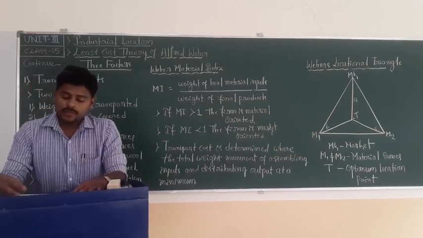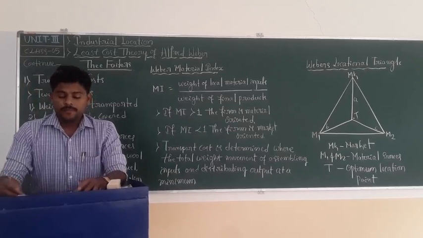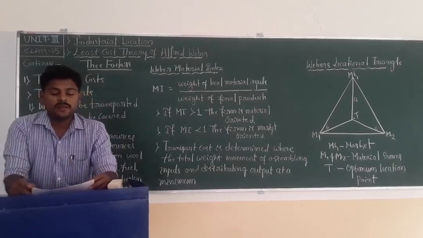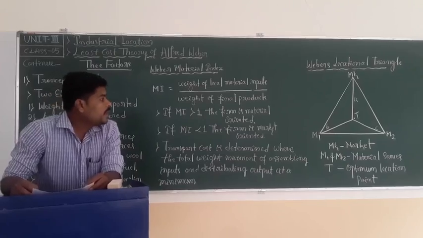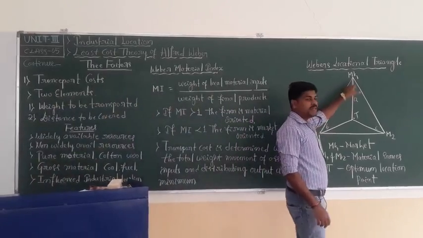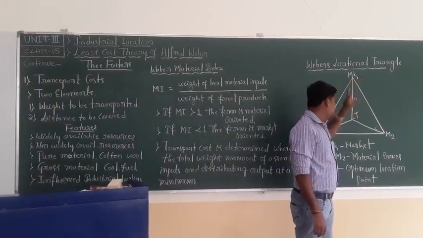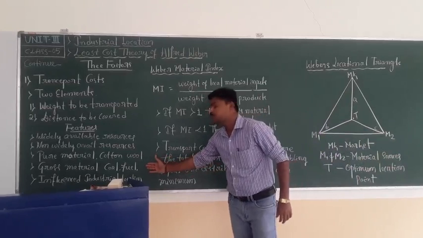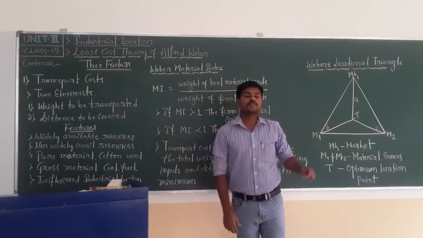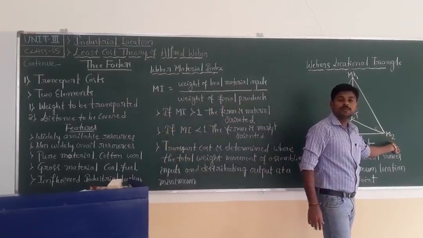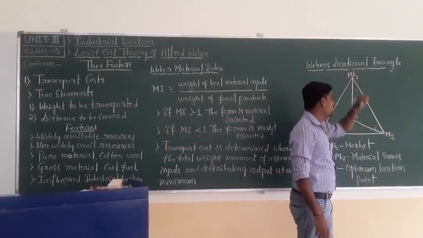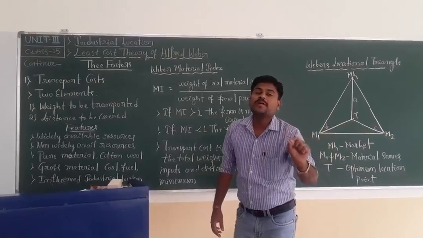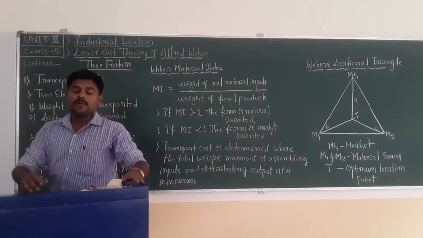And further he developed Weber's locational triangle. In Weber's triangle, MK means the market, and M1 and M2 are material resources. Those materials are gross materials and pure materials, that is, their availability locations, and MK is the market. T is the optimum point of location.